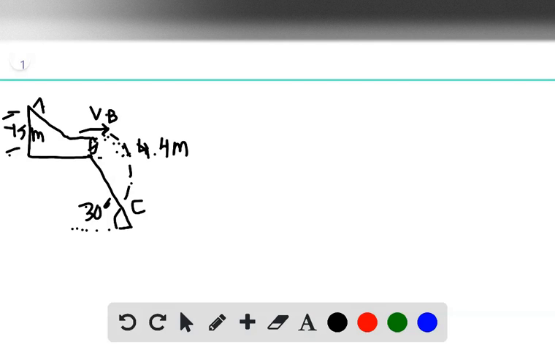Hey everyone, this is question number 86 from chapter 6. This question is about a skier sliding down a slope, then going off a ski jump, and then landing on a slope. The first part asks us to find the velocity of the skier at point B at the bottom of the jump.